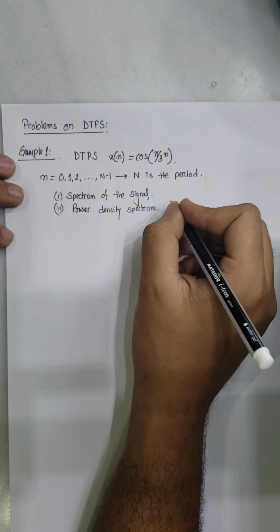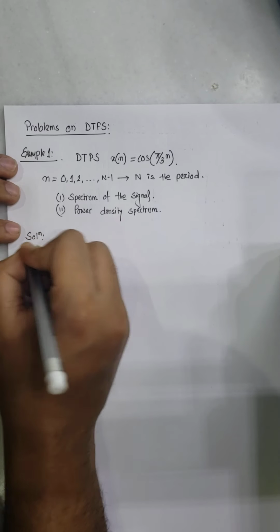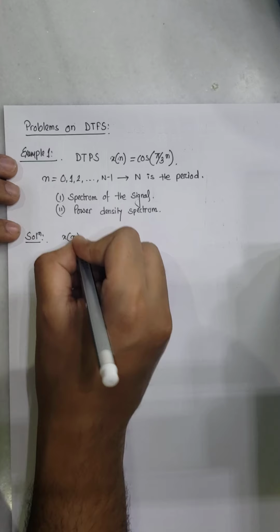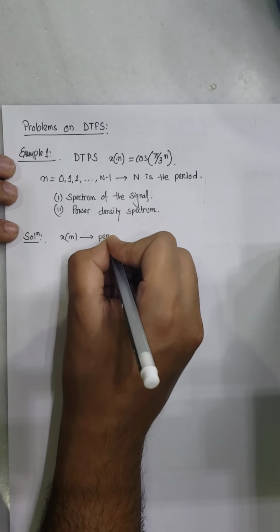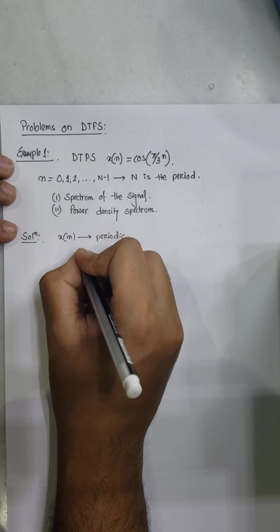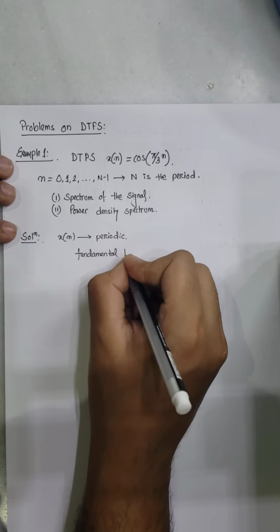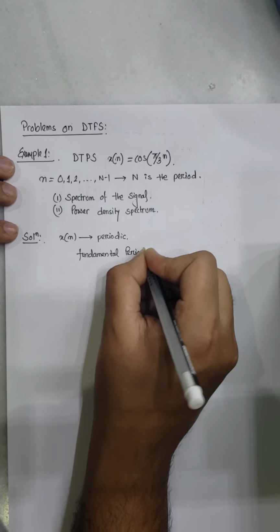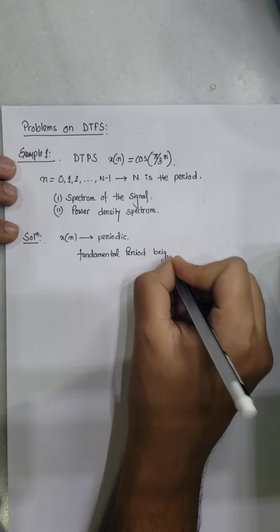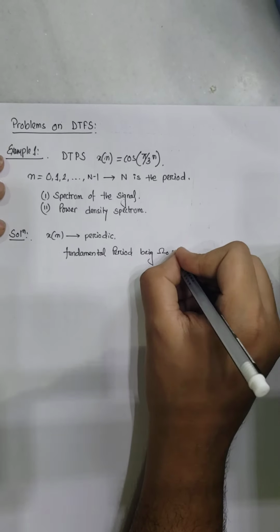Now then, let us solve the problem. Here x of n is periodic, say with a fundamental period being omega naught, which is equal to pi by 3. That means this term.